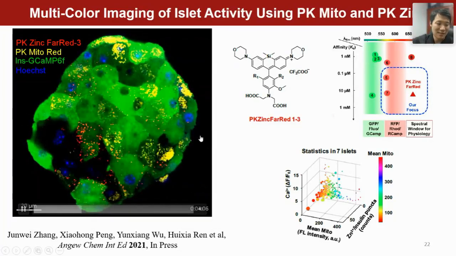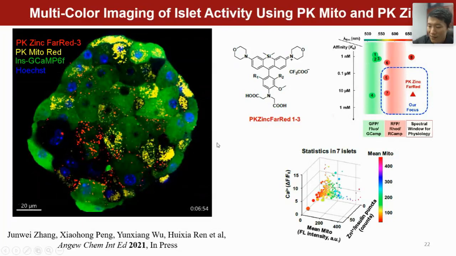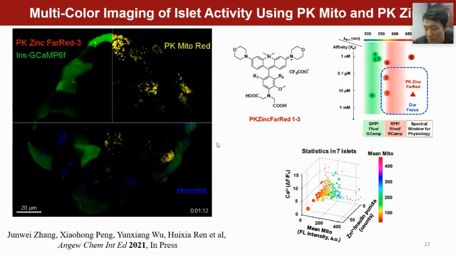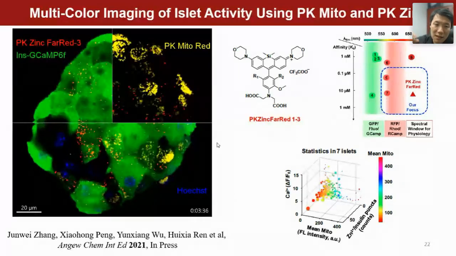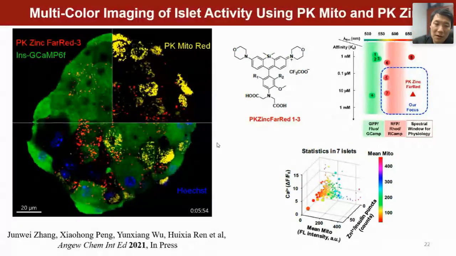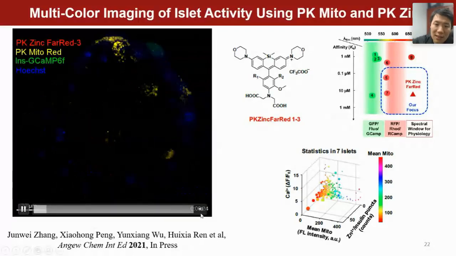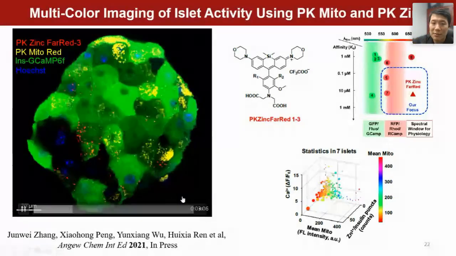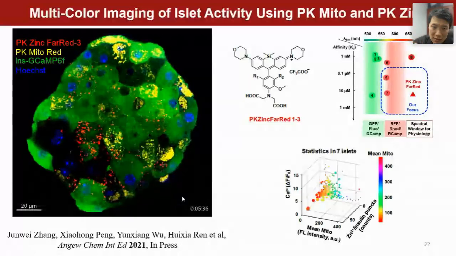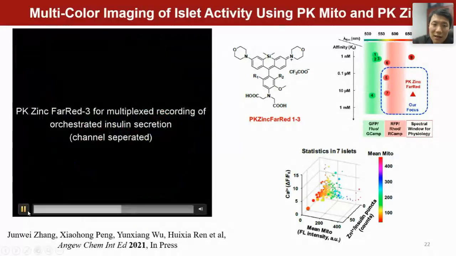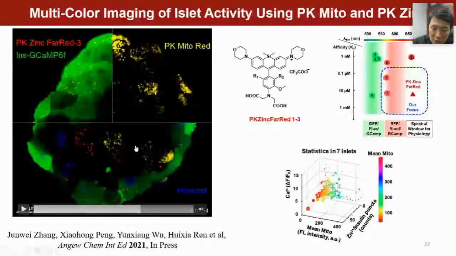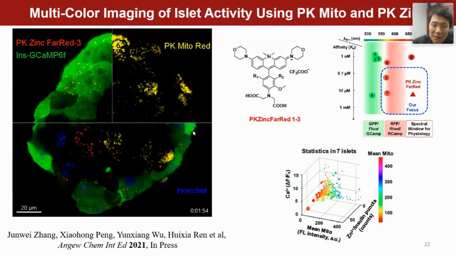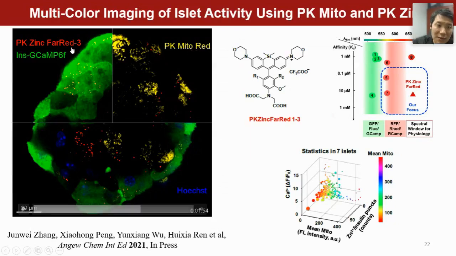So I think this video is very appealing, because it opens a new paradigm of doing islet imaging. That is, we can have multicolor imaging, and the observation is really long, for more than 10 minutes. Then we can fully capture the spatial temporal events inside the live islet. But all this recording is made possible by two optimized dyes. That is PK Mito Red and PK Zinc Far Red. They have really little phototoxicity, so that they can authentically tell you what's really happening inside the cell.